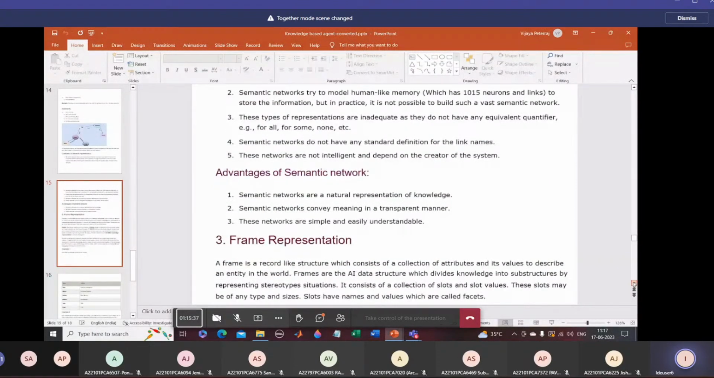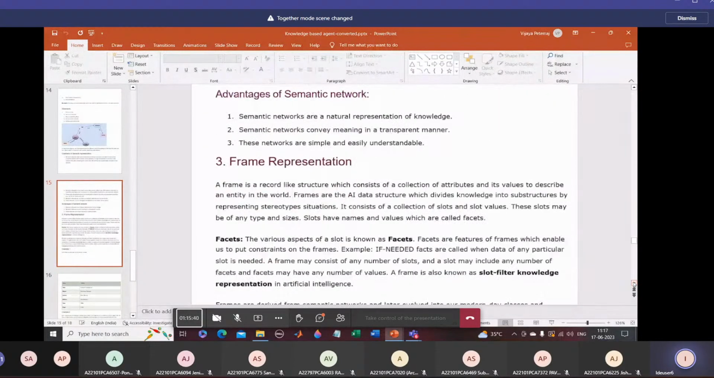The next one is frame representation. It is a record-like structure, a collection of attributes and their values, so that it can describe an entity in the world.